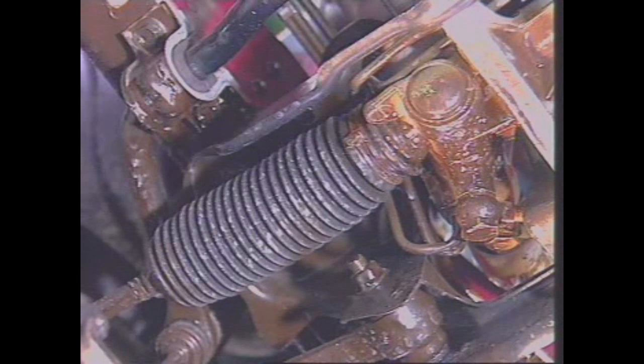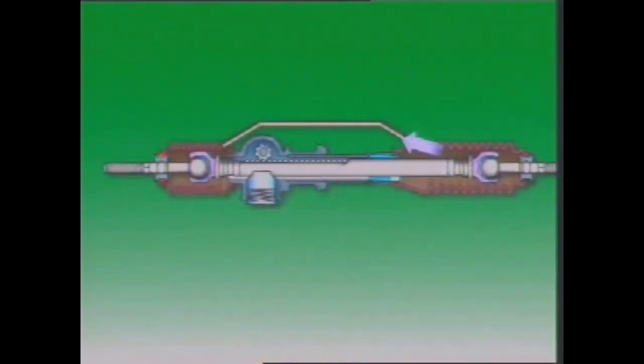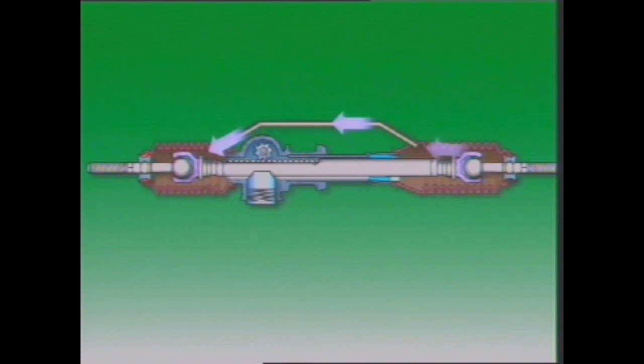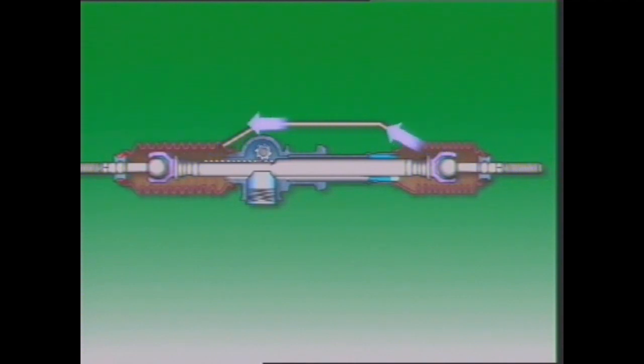Each end of the rack is protected from dirt and water by a flexible synthetic rubber bellows attached to the rack housing and to the tie rod. The bellows extends and collapses as the tie rods move away from and towards the housing as the rack moves. On some vehicles, both bellows are interconnected by a tube so that as the steering wheel is moved from side to side, air is transferred from the collapsing bellows side to the expanding bellows side.